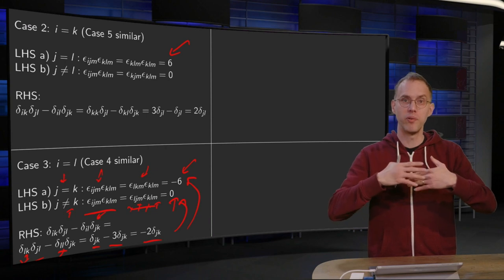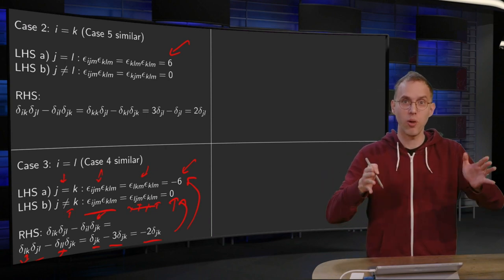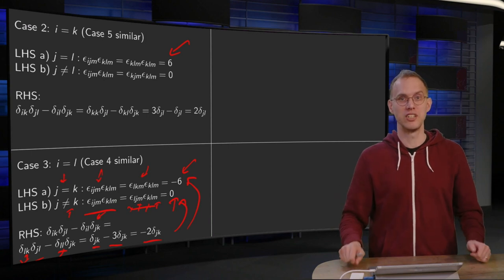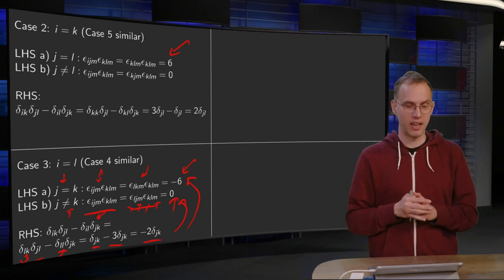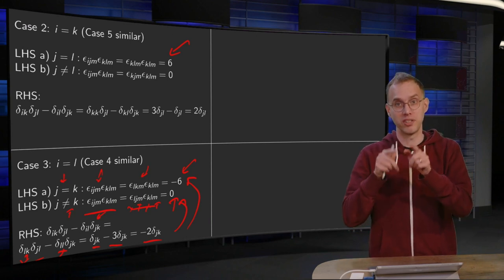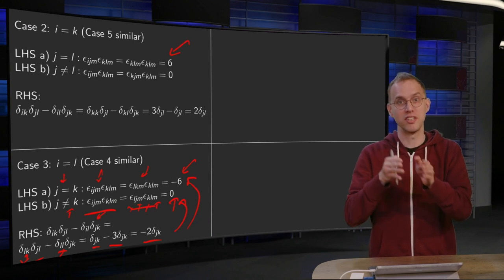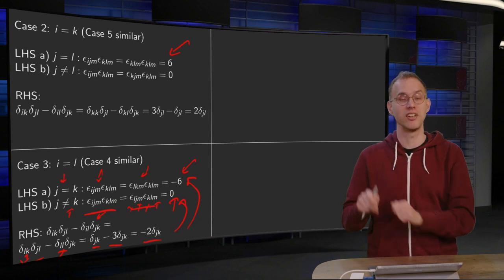And now, with these three cases, and with the other three, we have covered all 81 cases. So now we have shown that indeed this epsilon ijm epsilon klm equals delta first-first, delta second-second, minus delta first-second, delta second-first.